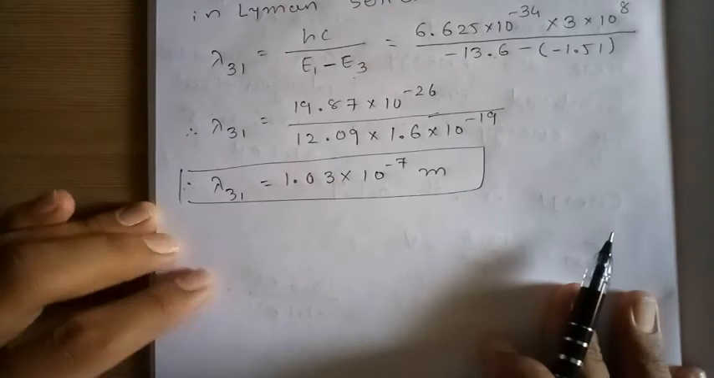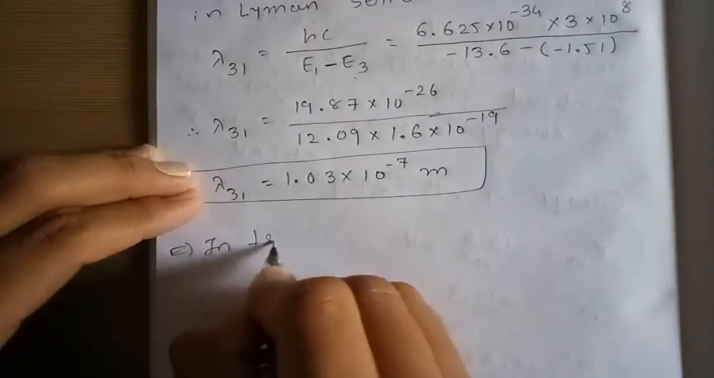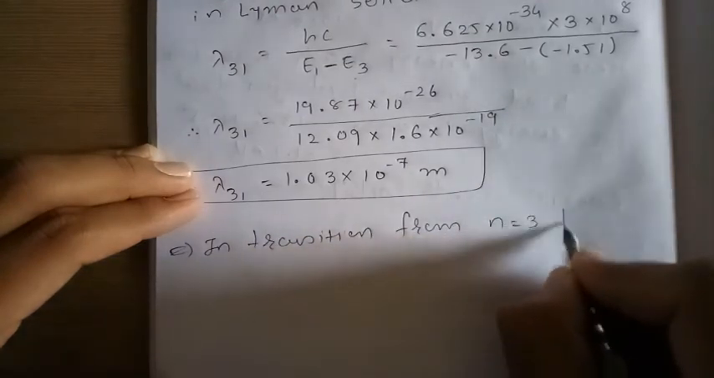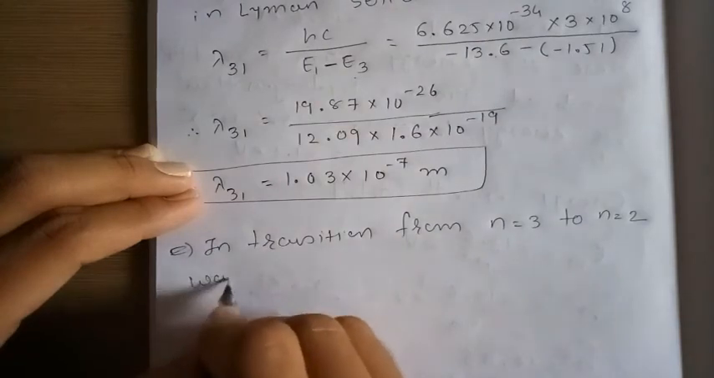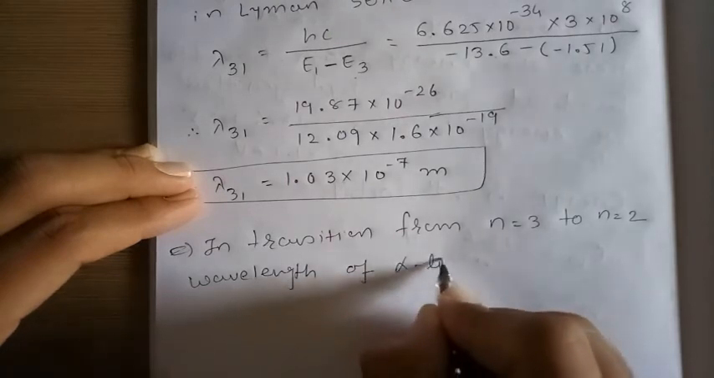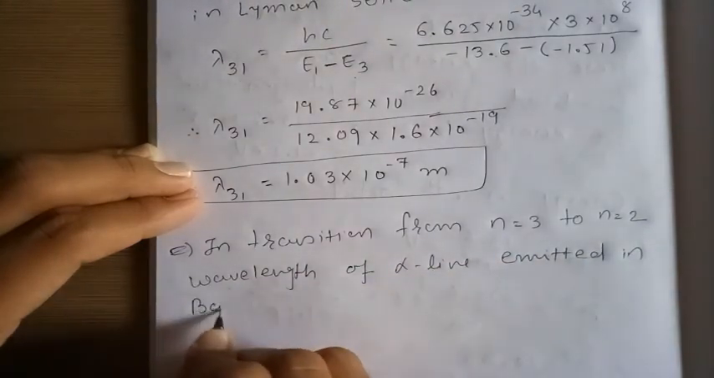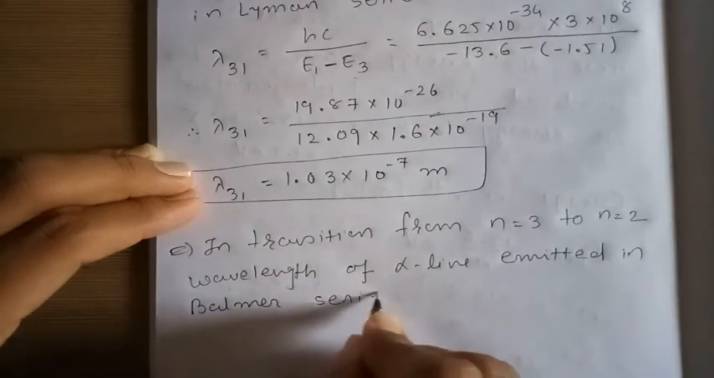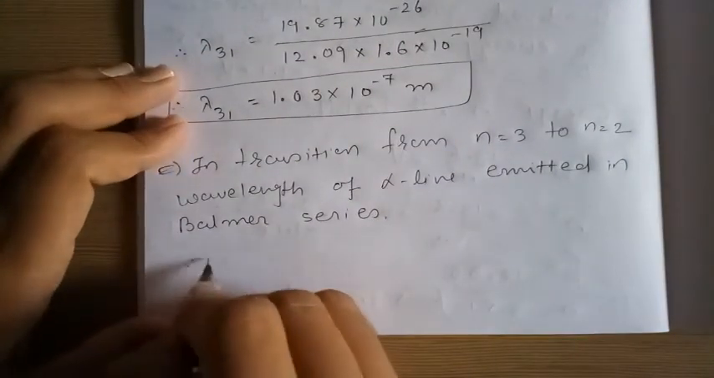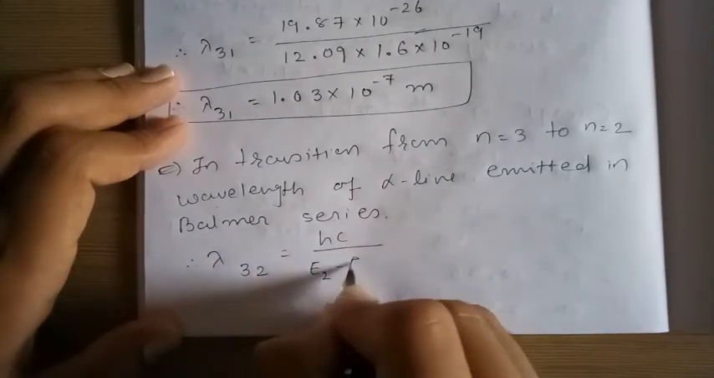Now in the transition from 3 to 2, that is, from n equals 3 to n equals 2, the wavelength of the alpha line emitted in the Balmer series. So from n equals 3 to n equals 2, we can write that lambda 32 equals hc upon E2 minus E3.